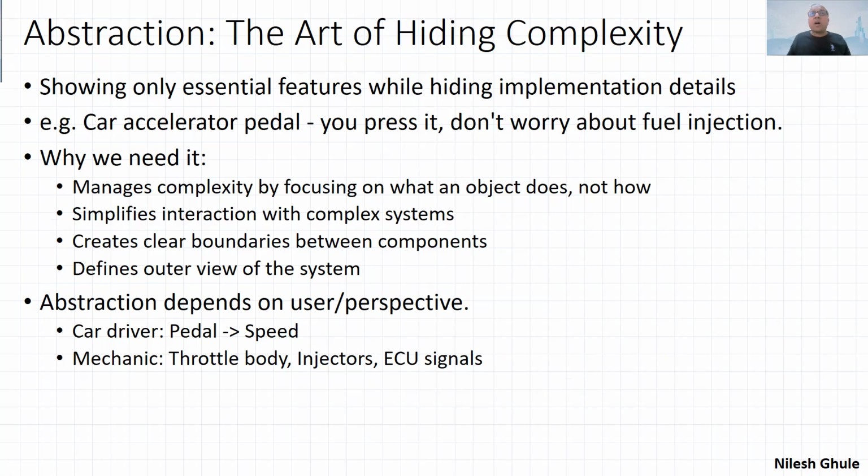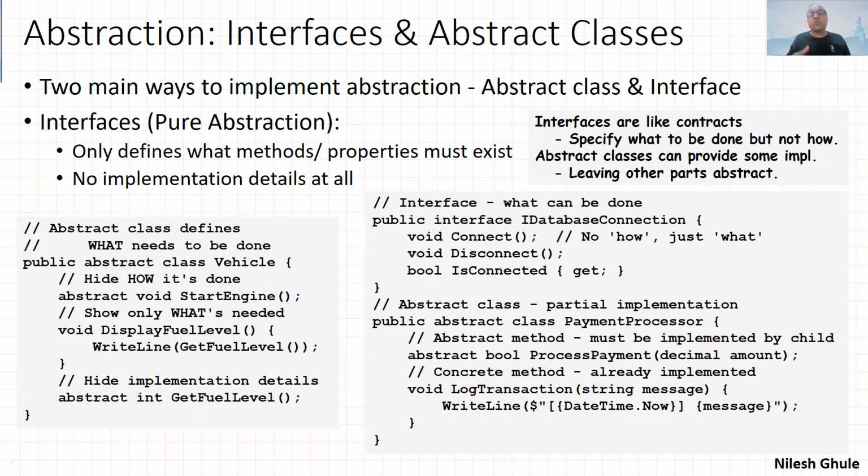Let us talk about how this abstraction can be achieved in programming languages. There are two major ways to implement it in almost all programming languages. One is the abstract class and another is the interface. The abstract class can provide a little implementation, leaving the other parts abstract, while interfaces are like a contract. They specify what needs to be done, but they do not provide any kind of implementation. We can also consider interfaces as pure abstraction.